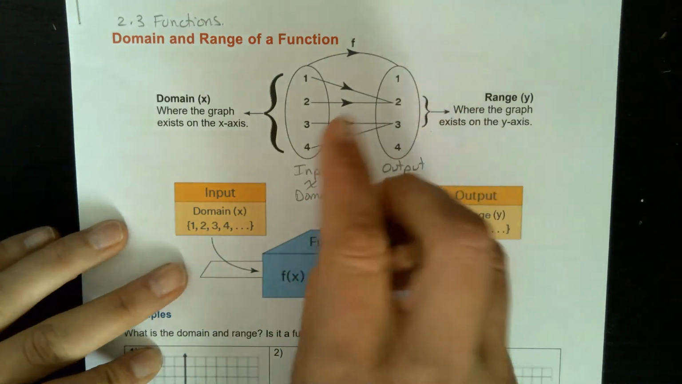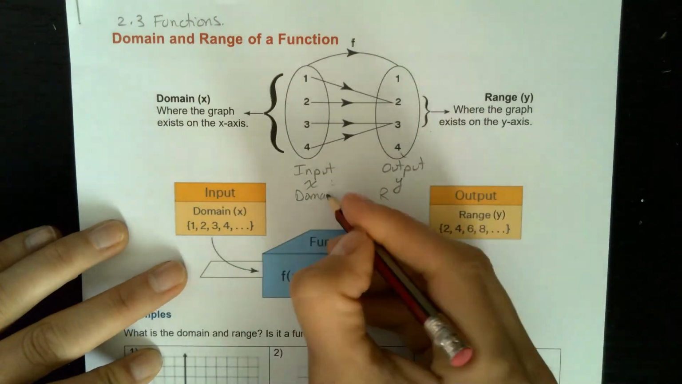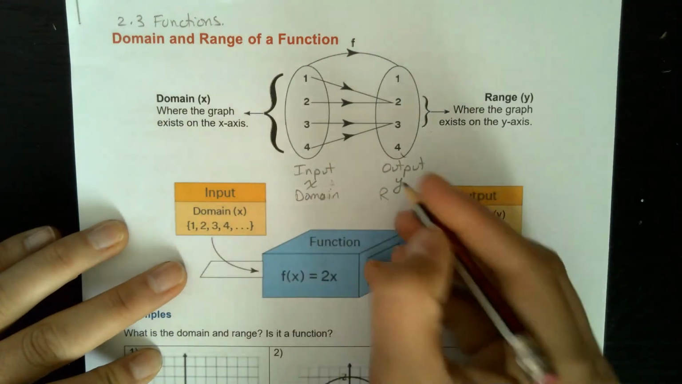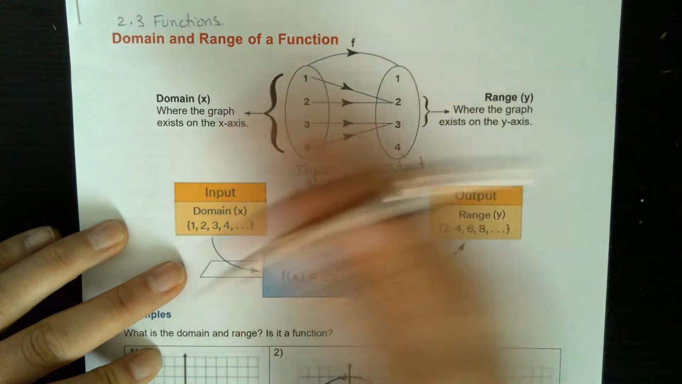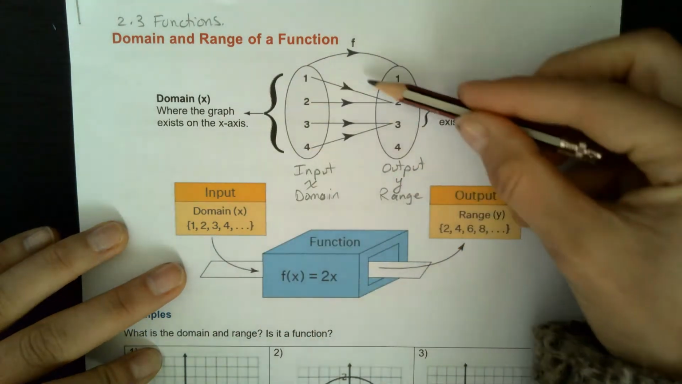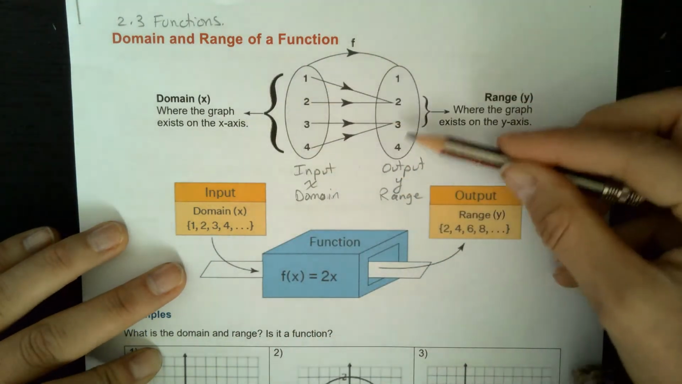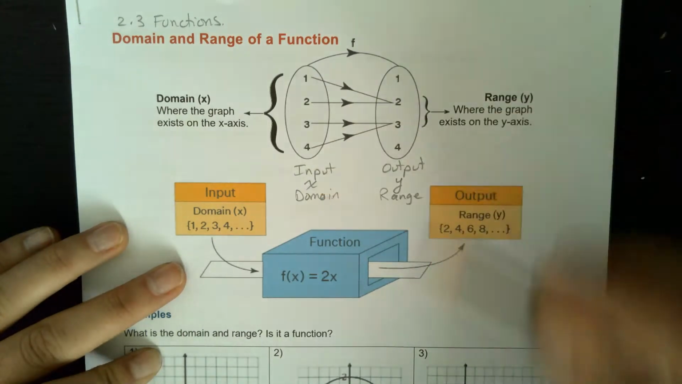Oh, I spelled it wrong. D-O-M-A-I-N, domain, and this is the range. Okay, so sometimes we call this the input of the function, x, this is output, y, and domain and range.